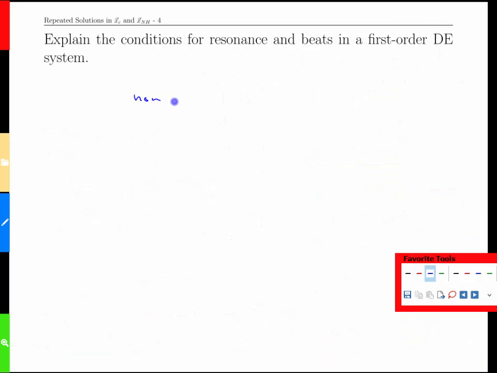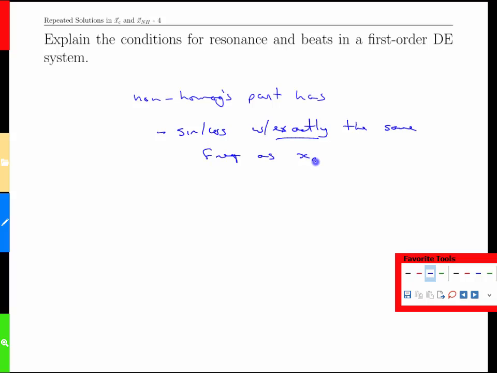Just to restate that again, if the non-homogeneous part has a sine or cos with exactly the same frequency as the XC, then we're going to have all the properties of resonance, which is our t sine and t cos in our non-homogeneous part of the solution. Key thing being those t's.